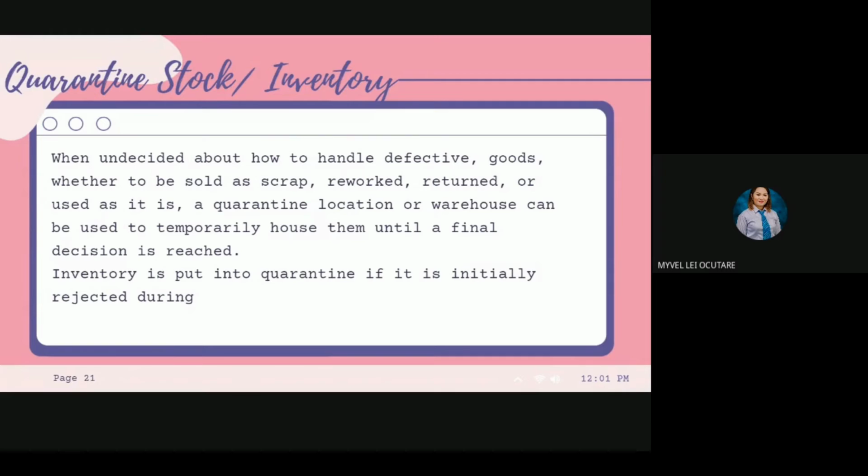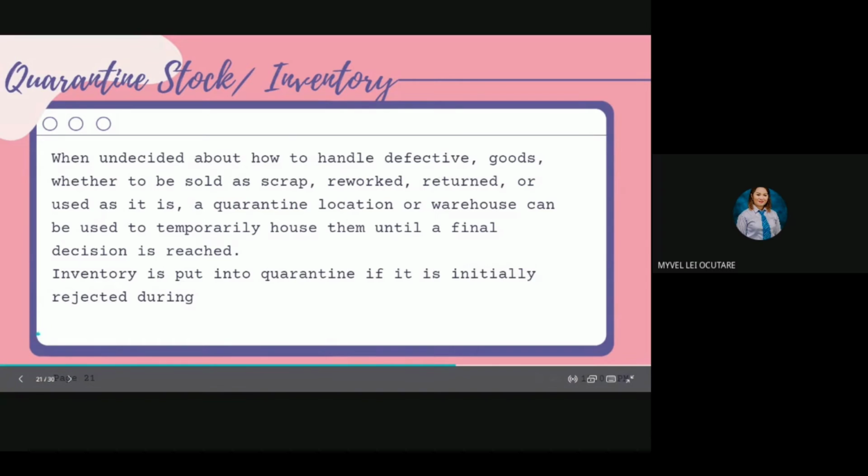So when there are defective products or goods, or products that have been sold and been returned, they're going to be put in a warehouse or a quarantine stock so that they will be temporarily put in there until there will be a final decision if it's going to be sold or it's going to be rejected.